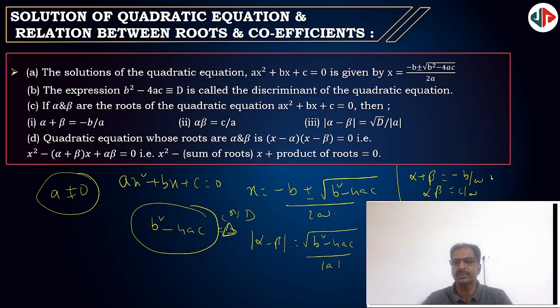So sum of roots is minus b by a, product of roots is c by a, difference between the roots is under root b square minus 4ac by mod a. So when equation is given, this is the formula for finding roots.